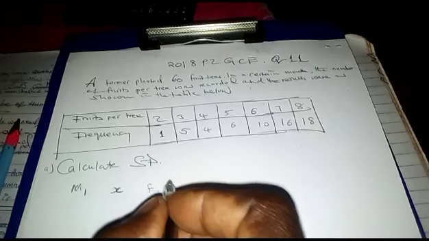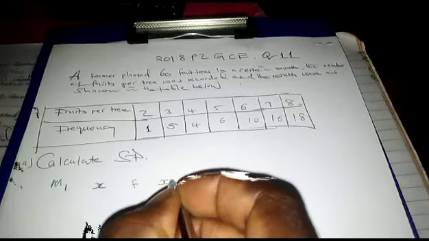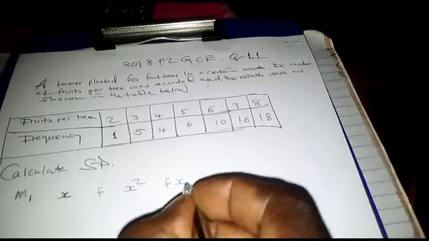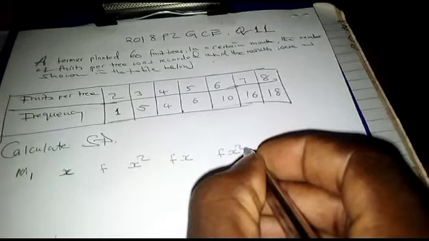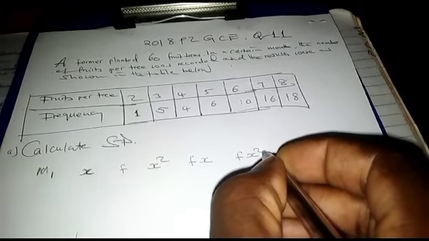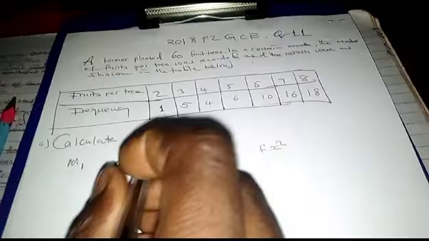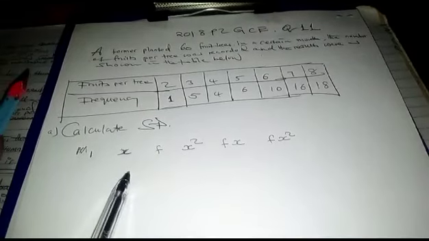So what we do straight away, ladies and gentlemen, is just to come up with a table of values. So the first row, we're going to have X, which is the midpoint. We're going to have the frequency. We're also going to have the midpoint squared. Then we're going to multiply the frequency times the midpoint. Then, of course, we're going to multiply the frequency times the square of the midpoints. So basically, 5 columns are sufficient for computing the standard deviation.